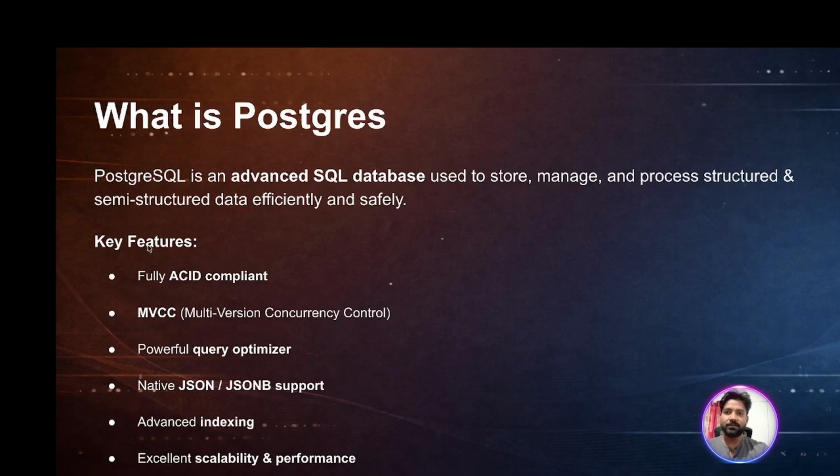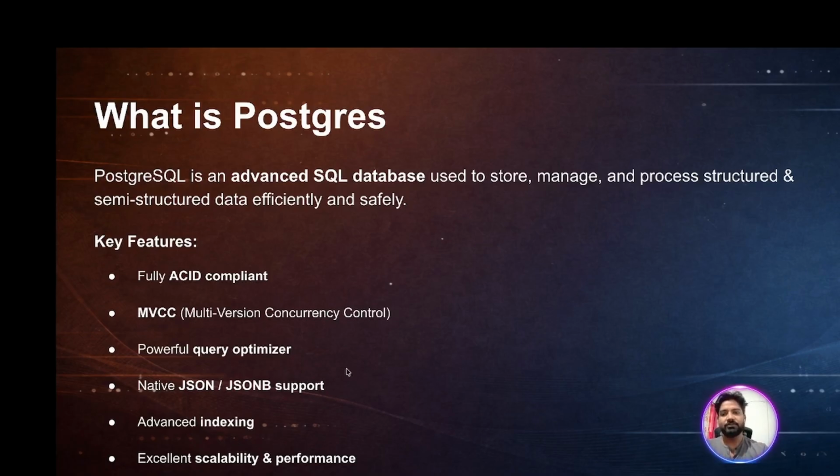The key features of Postgres are: fully ACID compliant, and MVCC, multi-version concurrency control, meaning multiple requests can be processed, and each request gets a response based on the version it is requesting. It has a powerful query optimizer. Whenever we send a request to Postgres, it first optimizes the query, then responds. It supports JSON and JSONB, which is very useful for semi-structured data. It also has advanced indexing that helps us in querying the data.